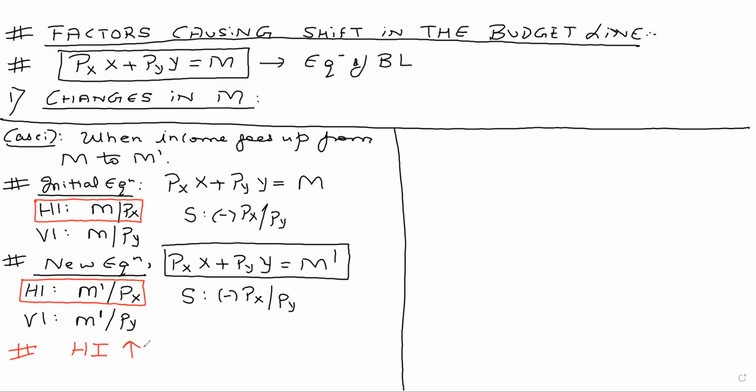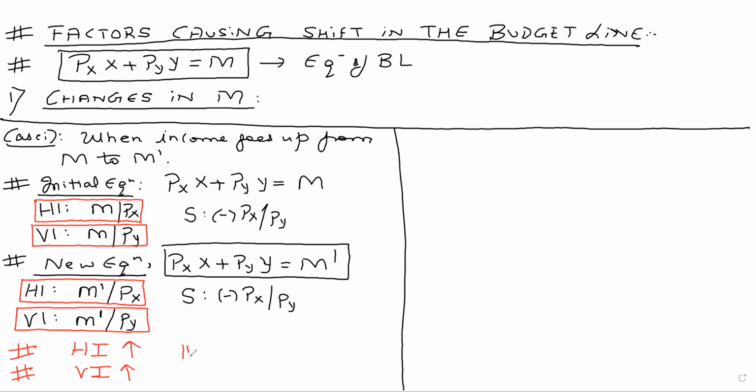Let us look at the vertical intercept, guys. If you compare the vertical intercept from the initial to the new case, you can see for the same denominator, again the numerator has gone up from m to m dash. So the vertical intercept has gone up.